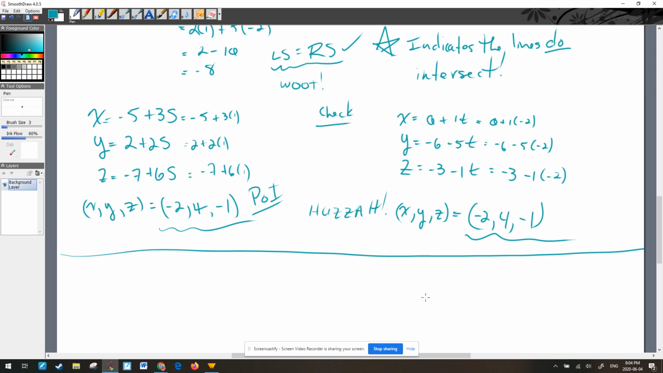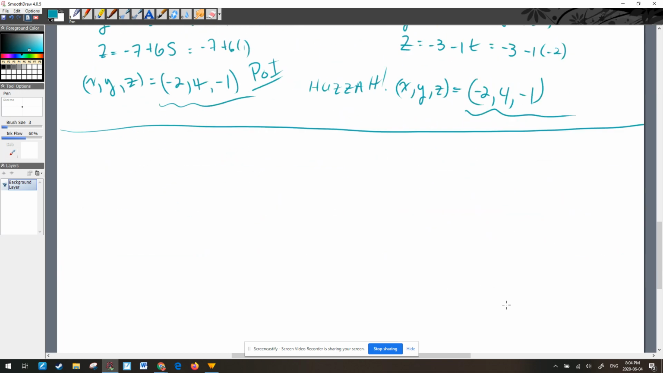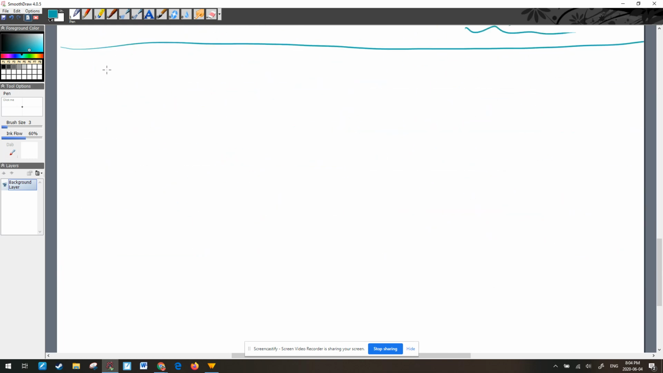All right. So next type of intersection that we're going to talk about. Intersection of a line and a plane.